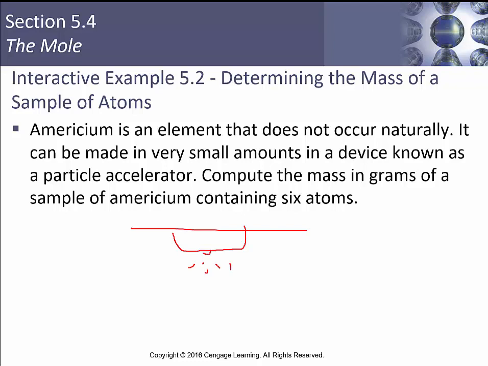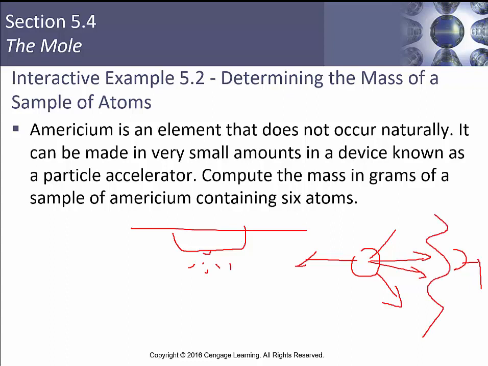One of the processes for a smoke detector is that there'll be a sample of americium giving off some particles because it's going through radioactive decay, and you'll have some sort of sensor over here expecting a fairly regular input. When smoke comes along, it breaks that circuit, and it goes, hey, something has stopped this, I've got a fire. You compute the mass in grams of a sample of americium containing 6 atoms.